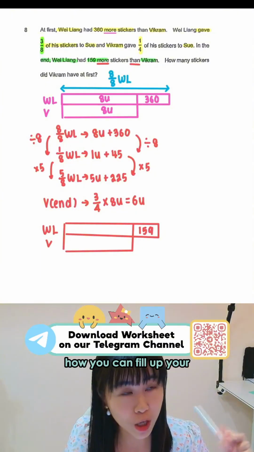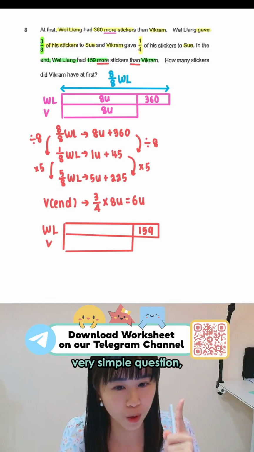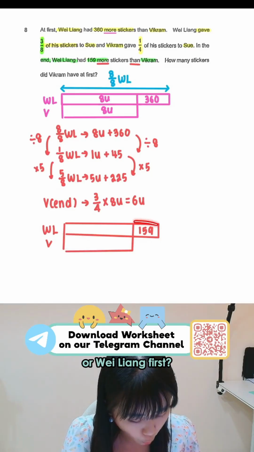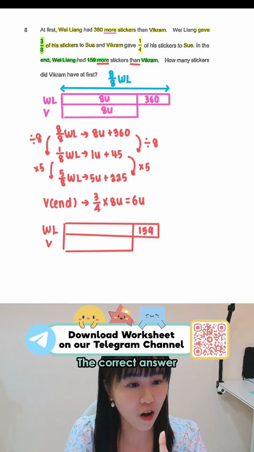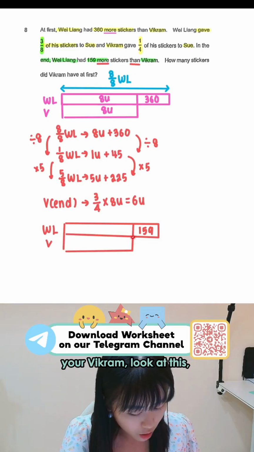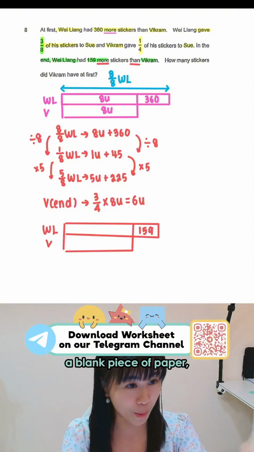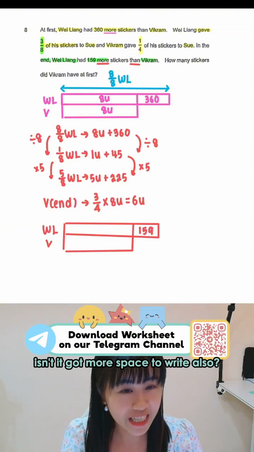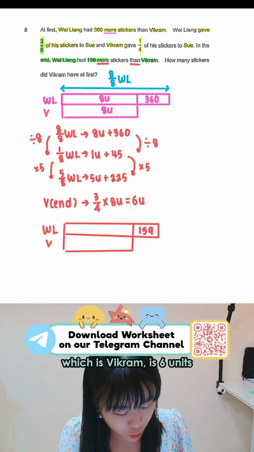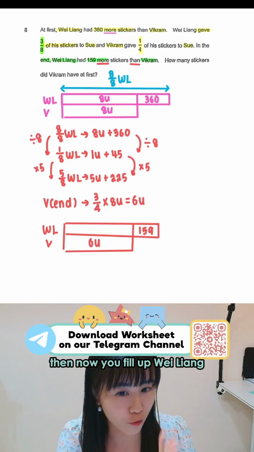I'm going to teach you a little trick on how you can fill up your model in a way that is easier for you to understand. Let me ask you all a very simple question. Would you want to fill up Vikram first or Wei Liang first? The correct answer is actually you fill up Vikram first, it will be easier. Why? Because your Vikram, look at this. Isn't it blank for you to fill up? It's like you are given a blank piece of paper. You can write whatever you want, right? Isn't it got more space to write also? So I want you to fill up the blank one first, which is Vikram is 6 unit. So you put it in here, 6 unit.